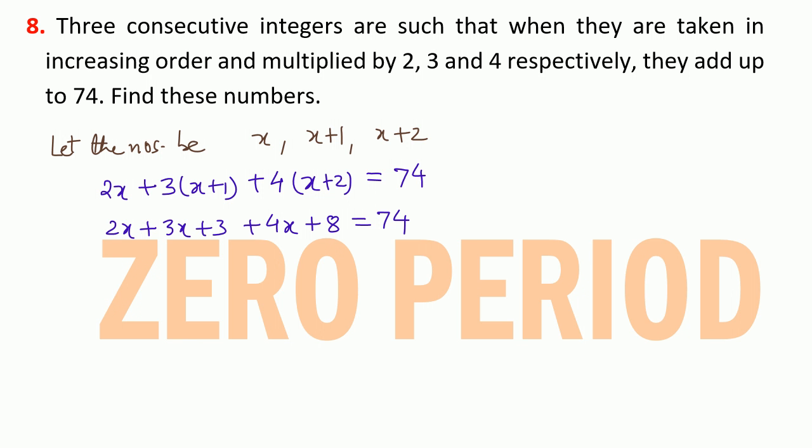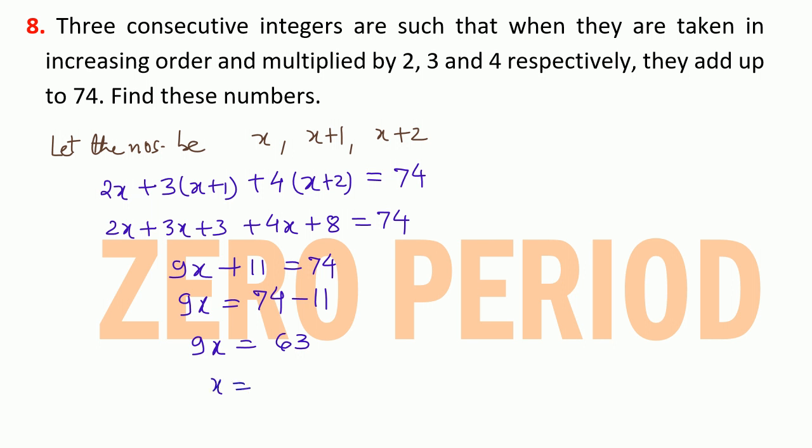Then 2x plus 3x plus 4x can add together. 2 plus 3, 5, 5 plus 4, 9. It is 9x, and 3 plus 8 is 11, is equal to 74. Now 9x is equal to 74. This 11 transposed to the right hand side becomes minus 11. So 9x is equal to 74 minus 11, which is 63.